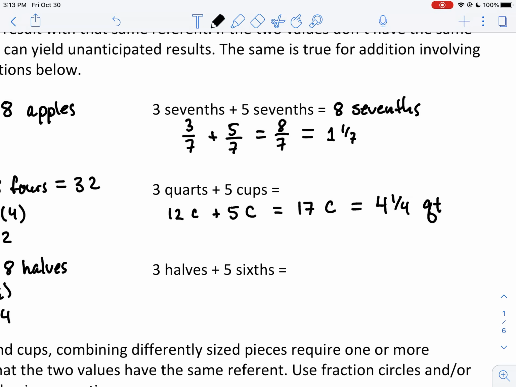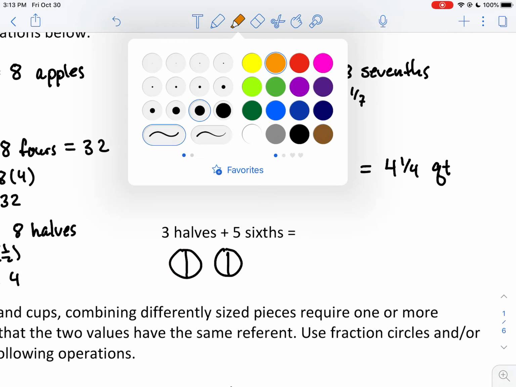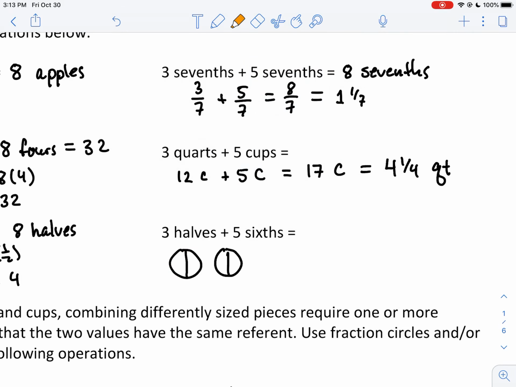All right, so we get that same thing with adding different fractional pieces. 3/2 plus 5/6. Now, when you think of a unit whole, and you cut them in halves. So 3/2, oops, that's a little bit too thick. There you go. So here's 3/2. And we're going to add that to 5/6.